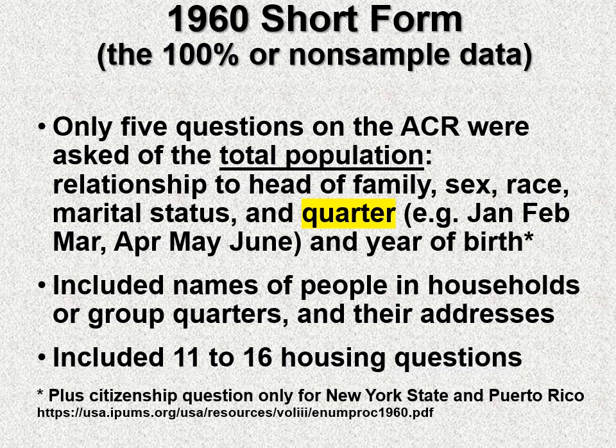birth. It includes names of the people in the household or group quarters and their addresses, and it includes 11 to 16 housing questions, depending upon whether they're in large cities or not. And I saw in one of my references that citizenship questions were asked only for New York State and Puerto Rico. It'd be interesting to see if that actually did happen.